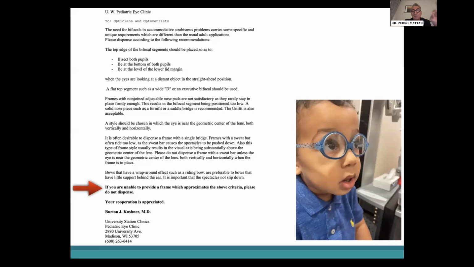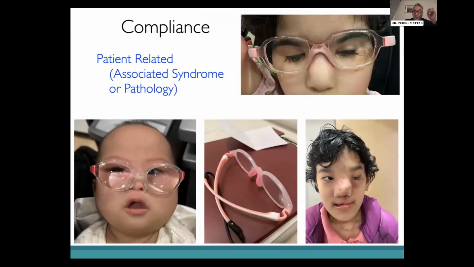He explains where the top edge of the bifocal segment should be. It bisects the pupil. It can be at the bottom. It can be at the level of the lower lid. And he explains the type of frames, explains everything there. And at the end, he said, if you're unable to provide a frame which approximates the above criteria, please do not dispense. At the end, if an optical shop doesn't have it, they shouldn't be pushing the child to use it.